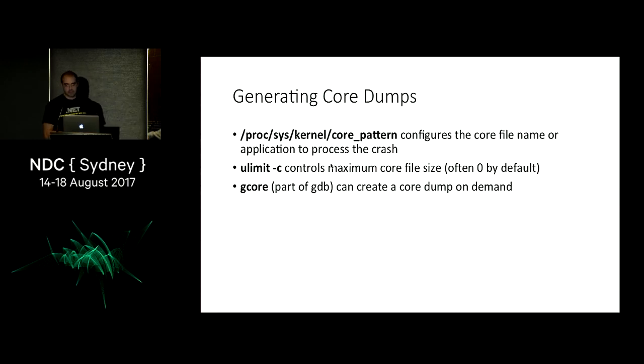If you just tweak those two, you will get core dumps on crashes. If you want a core dump on demand, there's again a bunch of tools that you can use. The easiest one being just gcore, which is part of the GDB debugger. Gcore just takes a process, attaches to it, writes out a dump file, and detaches. It's just giving you a dump file on demand.